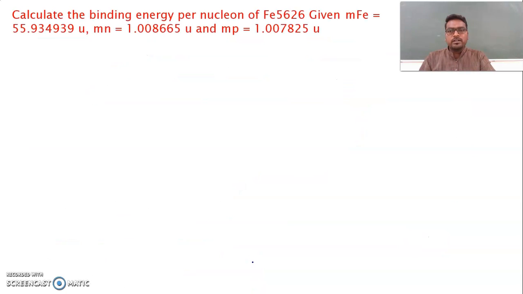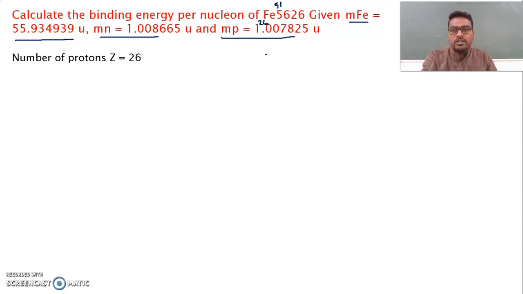So next problem, again here also we are going to calculate binding energy. Calculate the binding energy per nucleon of iron 56. Okay, actually iron 56, 26. Its atomic number is 26, mass number is 56. So the given mass of iron is 55.93 AMU, and the mass of neutron and mass of proton are given. So in iron, Fe, the atomic number is 26, mass number is 56.